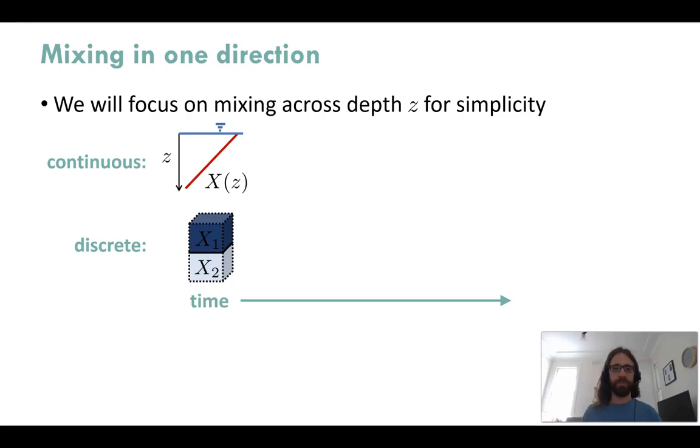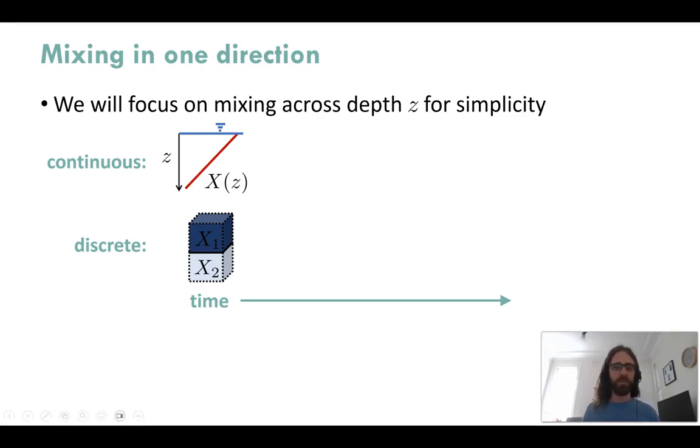For the purposes of our lecture, we're going to simplify things down to one direction. So we will neglect any mixing that is happening horizontally and instead look at what's happening across a depth below a water surface. In this representation, we have a continuous change in some quantity with changing depth, and then we can also represent it discretely just to help visualize the concept.